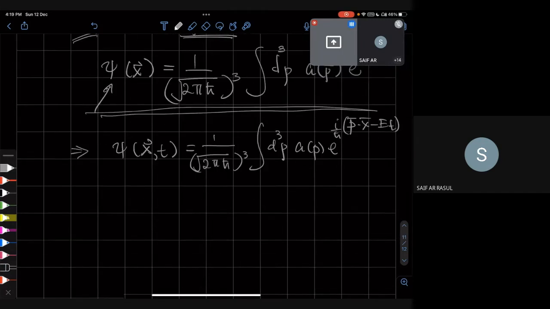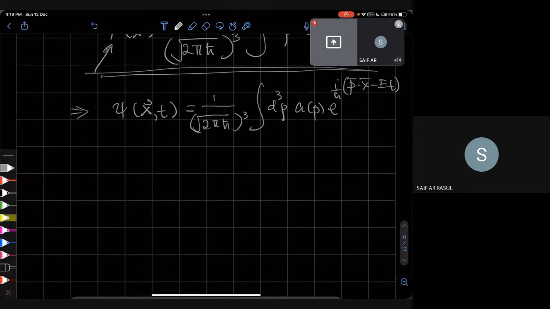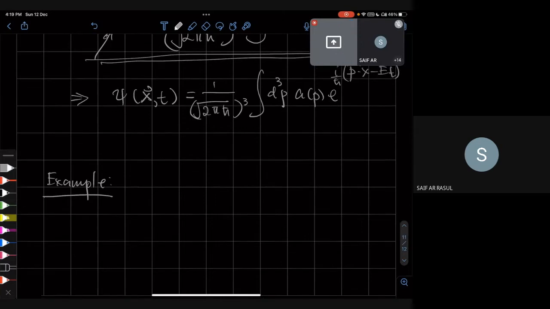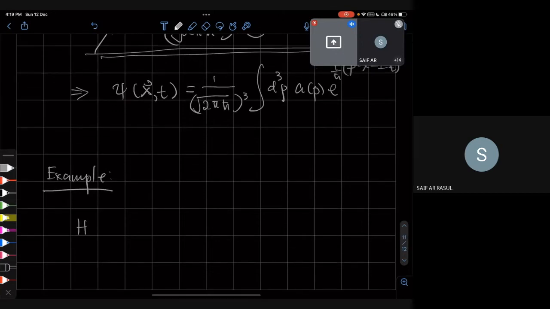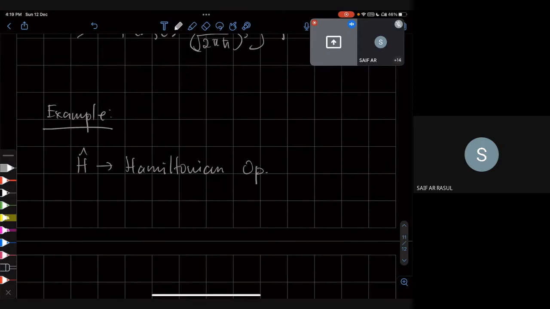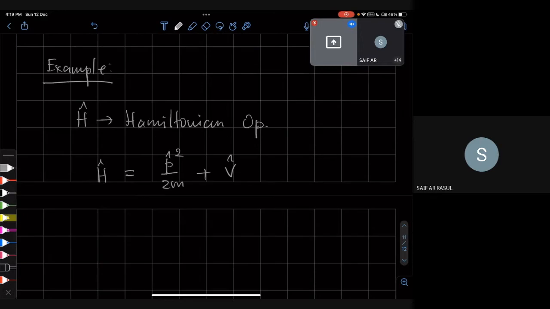So let me give you another example. It's not a concrete example, but a very important one. Suppose H is my Hamiltonian operator. What is the Hamiltonian operator? It's the total energy operator. So H is given by the p squared operator divided by 2m plus the potential energy operator.